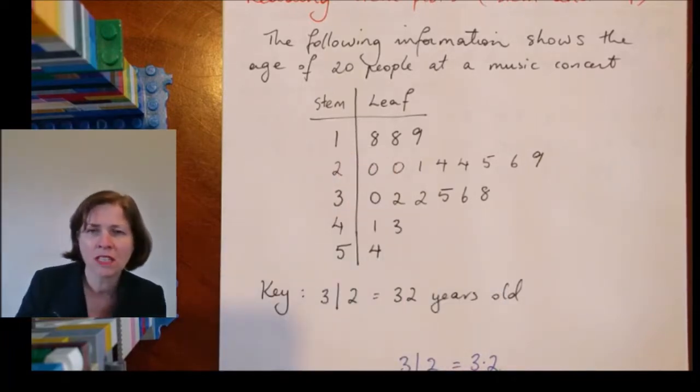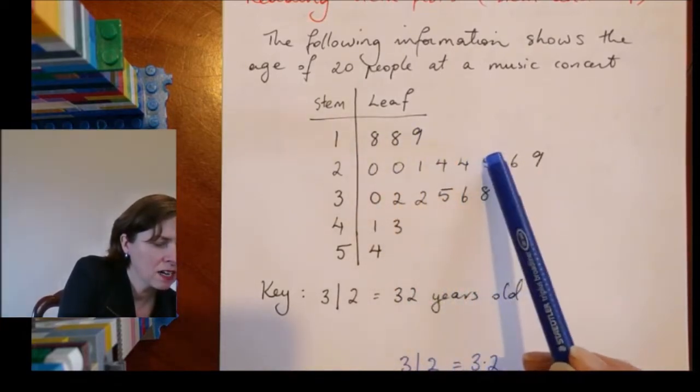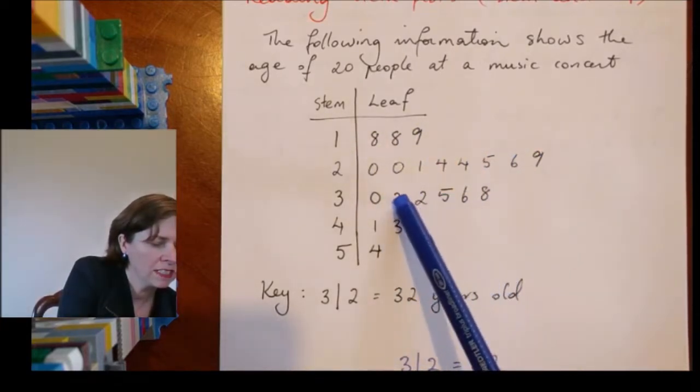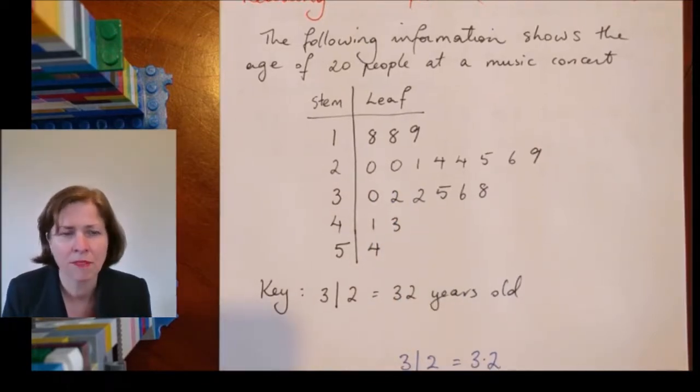And let's double check that there are 20 people. 1, 2, 3, 4, 5, 6, 7, 8, 9, 10, 11, 12, 13, 14, 15, 16, 17, 18, 19, 20. Yes, there were 20 ages represented here.